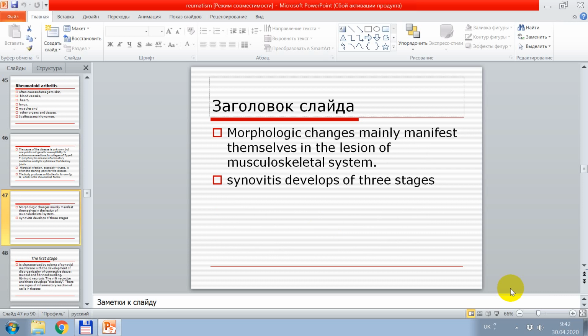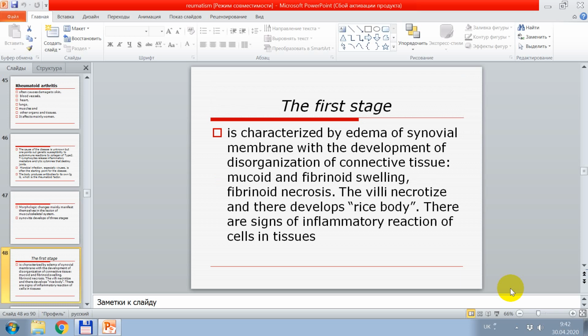Morphological changes mainly manifest themselves in the lesion of the musculoskeletal system. Synovitis develops in three stages. The first stage of synovitis is characterized by edema of the synovial membrane with the development of disorganization of connective tissue, mucoid and fibrinoid swelling, fibrinoid necrosis. The villi necrotize and there develop rice bodies. There are signs of inflammatory reaction of cells in tissues.